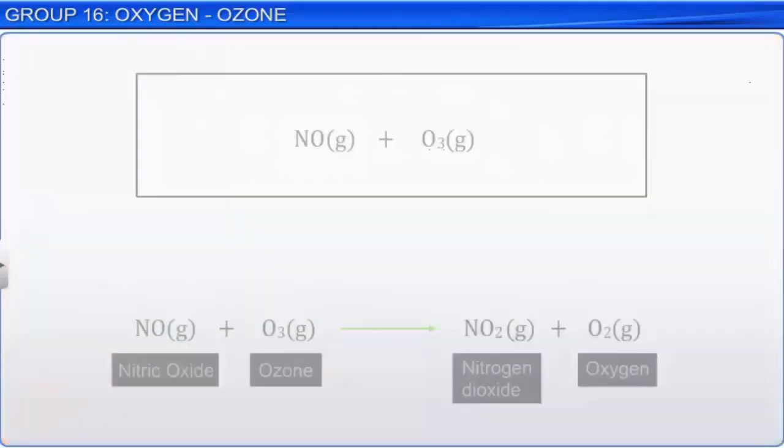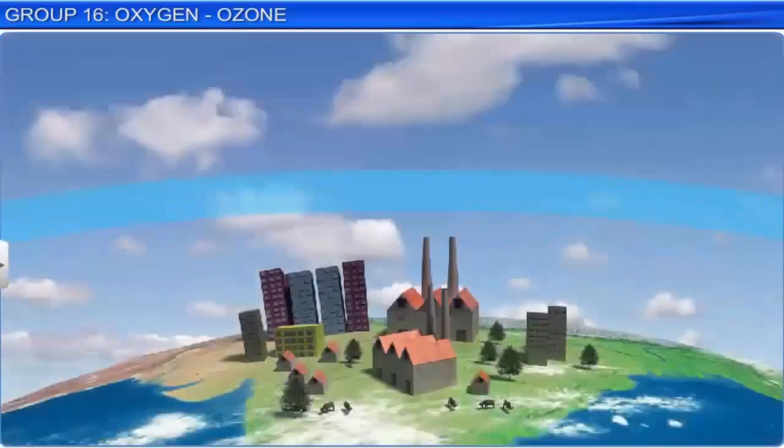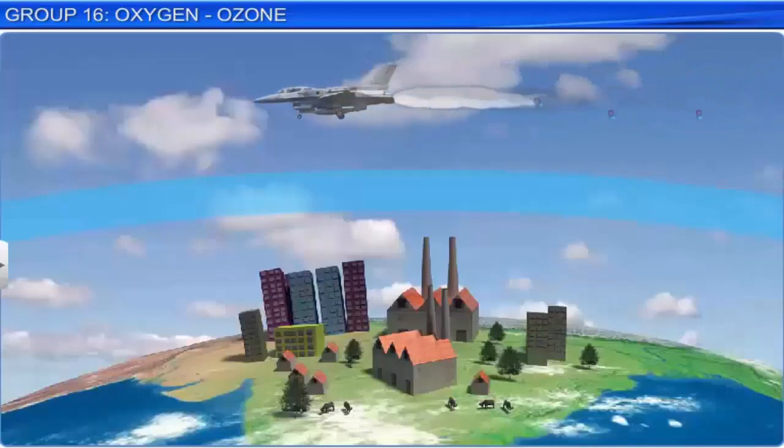Studies have shown that oxides of nitrogen, particularly nitric oxide, combine rapidly with ozone to form nitrogen dioxide and oxygen. Thus, the oxides of nitrogen released from the exhaust systems of supersonic jet aeroplanes slowly deplete the ozone layer.